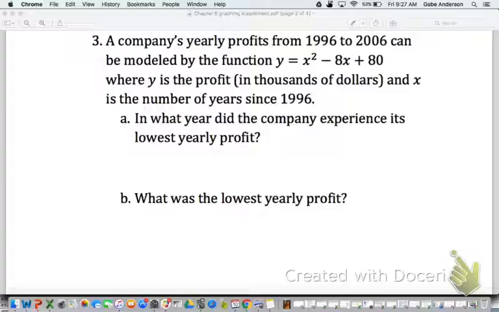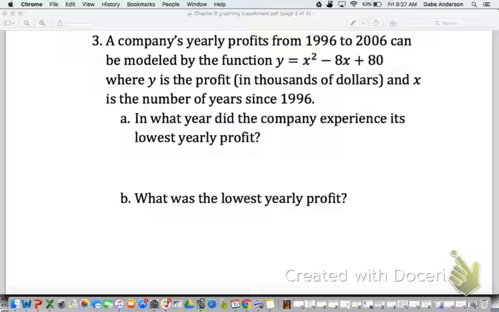A company's yearly profits from 1996 to 2006. So profit is the amount of money you bring home after you consider what you spent to make the money. So anyways, this company's yearly profits can be modeled by the function y equals x squared minus 8x plus 80, where y is profit in thousands of dollars. X is the number of years since 1996. So this function is just describing the profit. The profit's going to be different for a particular year, apparently. So part A says, in what year did the company experience its lowest yearly profit?